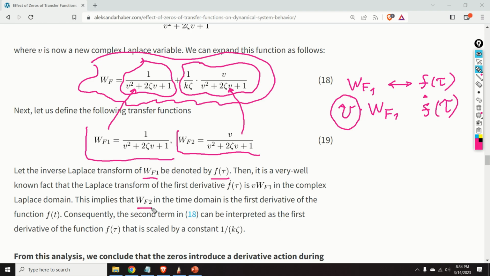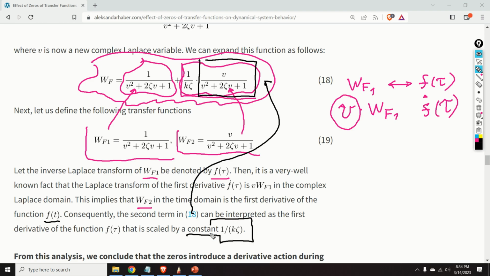This implies that this whole term, that is the term given over here, I will use a different color to denote this term, or better to say this term over here, is the first derivative of the function f of t. Consequently, this term can be interpreted as the first derivative that is scaled by a constant 1 over k zeta. So this is the effect of the zero. The zeros actually add a derivative term to our transient response.